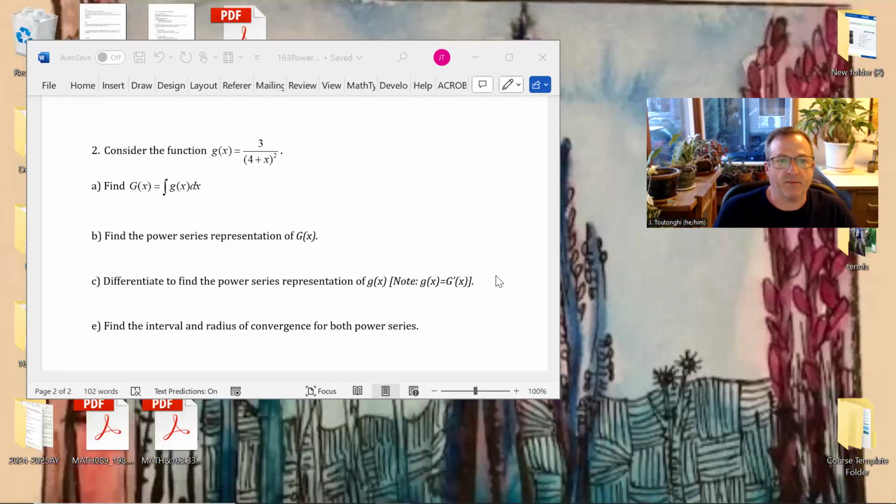Okay, second problem. We're going to start with a function g of x equals 3 over the quantity 4 plus x, squared, little g of x. Then we're going to find capital G of x, the antiderivative of that function. We're just going to choose that constant to be 0. So we're going to find the antiderivative, set that constant equal to 0. It's an antiderivative. We're going to find the power series representation of that capital G of x, the antiderivative function.